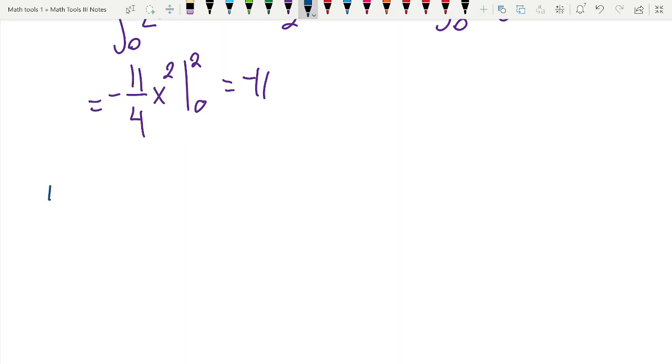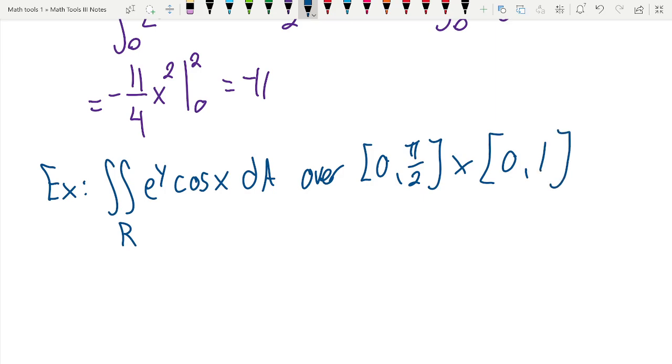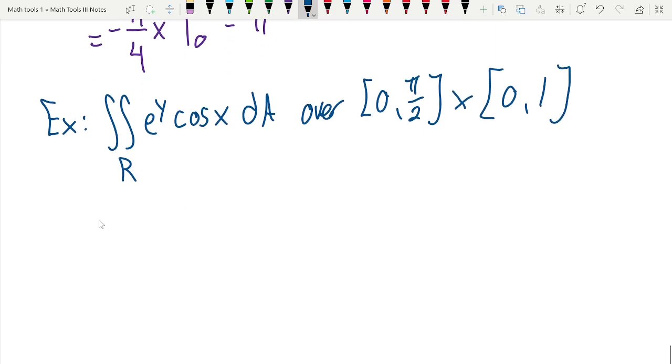Let's do a trig example. I like to just remind ourselves of trig every once in a while. It doesn't pop up a lot, but it does sometimes, so it's good to be aware of it. Okay, over 0 to pi over 2 cross 0 to 1. So again, doesn't matter which one you do first. I guess we could just do the x first this time, just because.